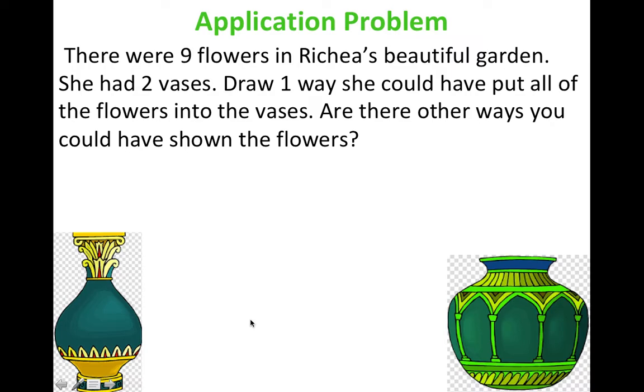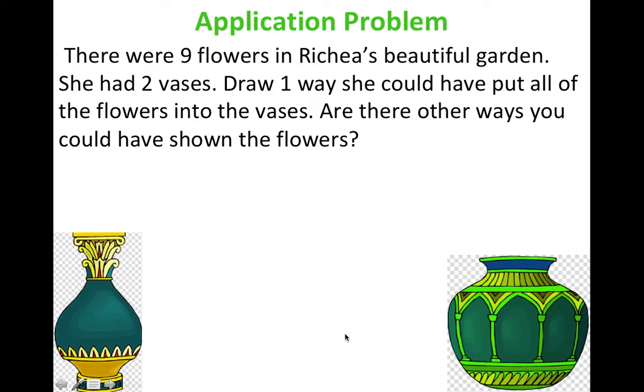So it says draw one way she could put all of her flowers into the 2 vases. So I will draw one way I can put the 9 flowers in. And at this time, you can take your materials. If you have loose leaf paper, you take out loose leaf paper. If you have a dry erase board, you'll take out your dry erase board, and you'll draw the 2 vases on your paper or your board.